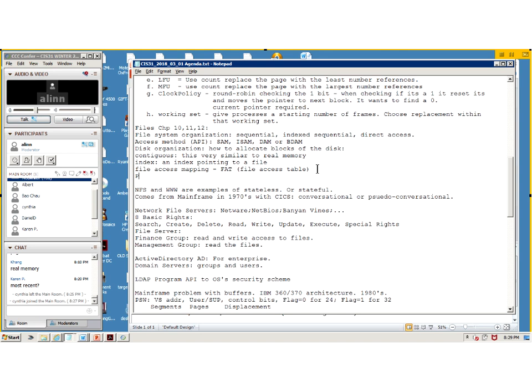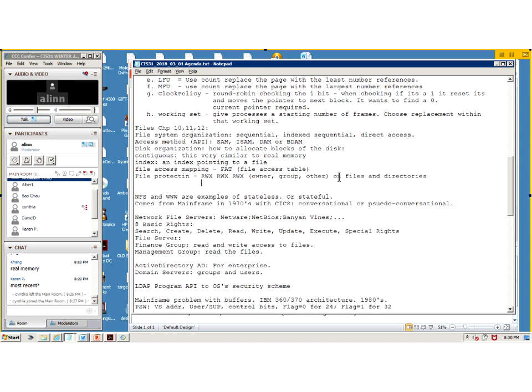Then there's the protection, file protection concept. You could use a scheme like read, write, execute, read, write, execute, read, write, execute, where the first one is the owner, the second one is the group, and the third one is other, or public. So that protection rights could be on files and directories.